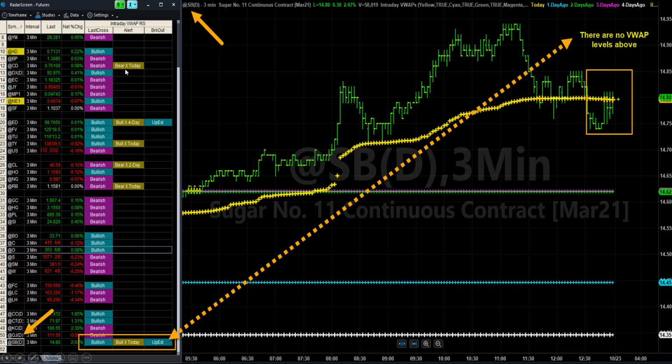So a bear cross today means that it's crossing the yellow line. And if it's crossing 2 days ago, that's the green line. 4 days ago is the white line. So it tells you right away which of the 4 lines that it's crossing.